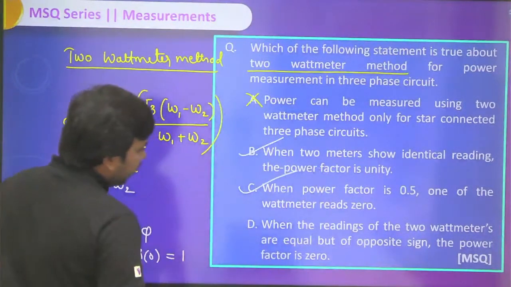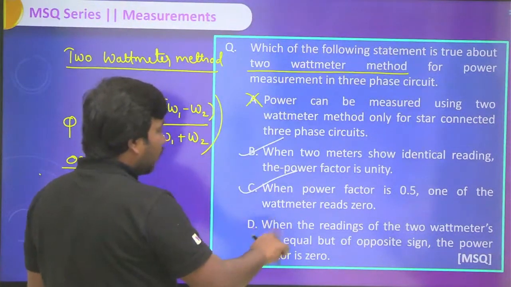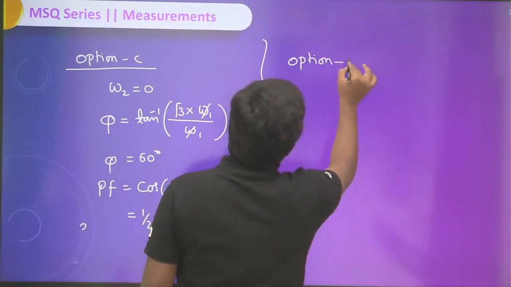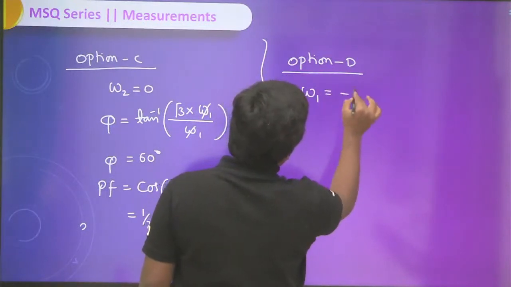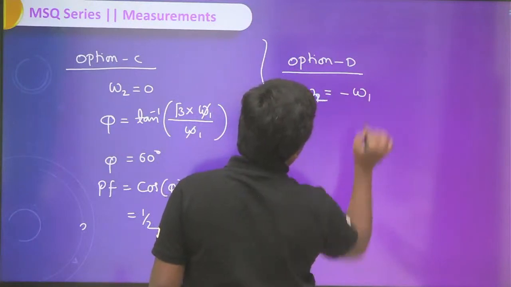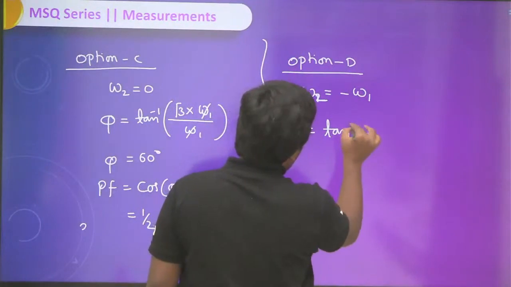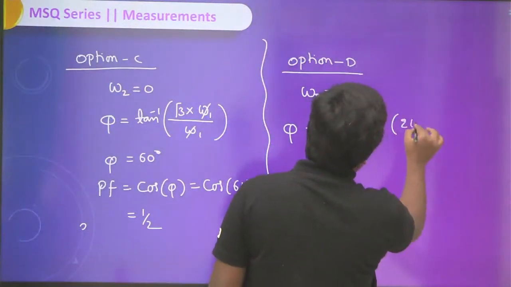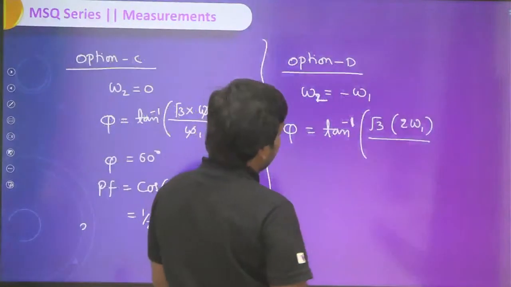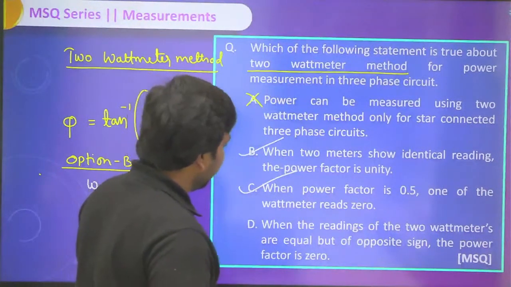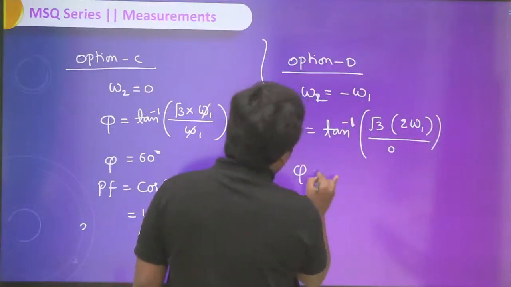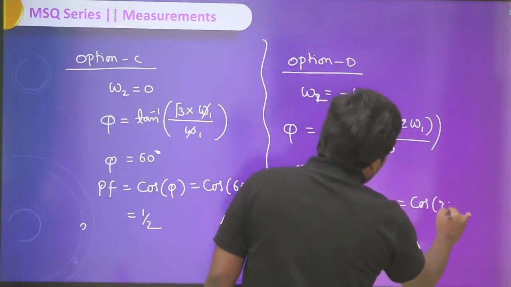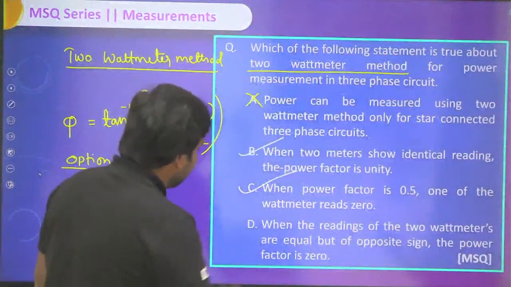And option D, last one: when the readings of the two wattmeters are equal but of opposite sign, the power factor is 0. So this is what the last option is saying. If you already completed, just have patience for 1 minute, because there might be some students who don't know these concepts. So W1 is equal to minus W2, or else let me write down W2 is equal to minus W1. Then again, phi could be written as tan inverse of root 3 into (W1 minus W2), which will become 2W1 here, divided by W1 plus W2. Both are the same magnitude, so the denominator is 0 and the ratio is infinity here, right? Therefore, the phi will be equal to 90 degrees here, simple. Then power factor would be equal to cos phi, that is equal to cos 90 degrees, which is equal to 0. Yes, then option D is also a correct answer for this.